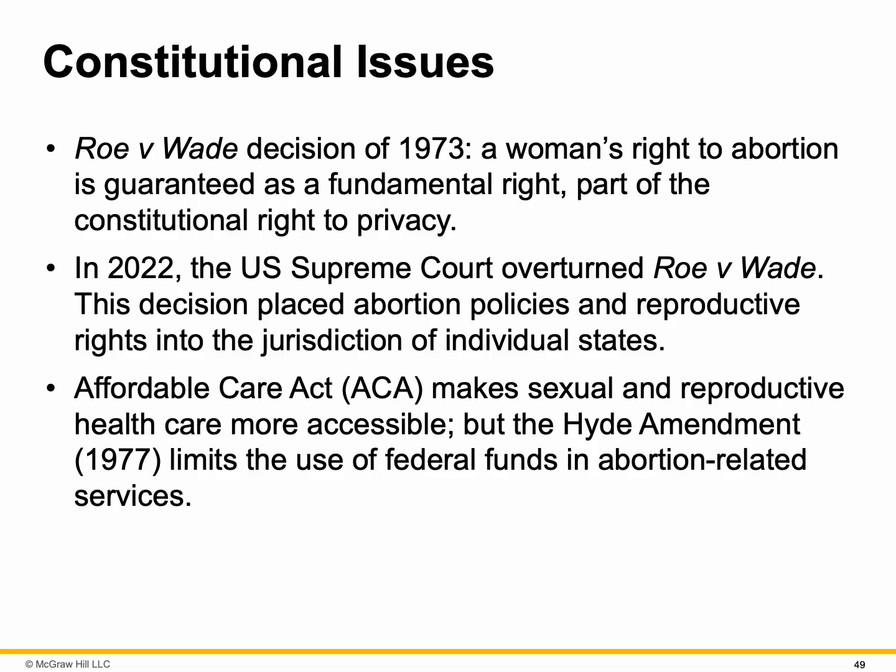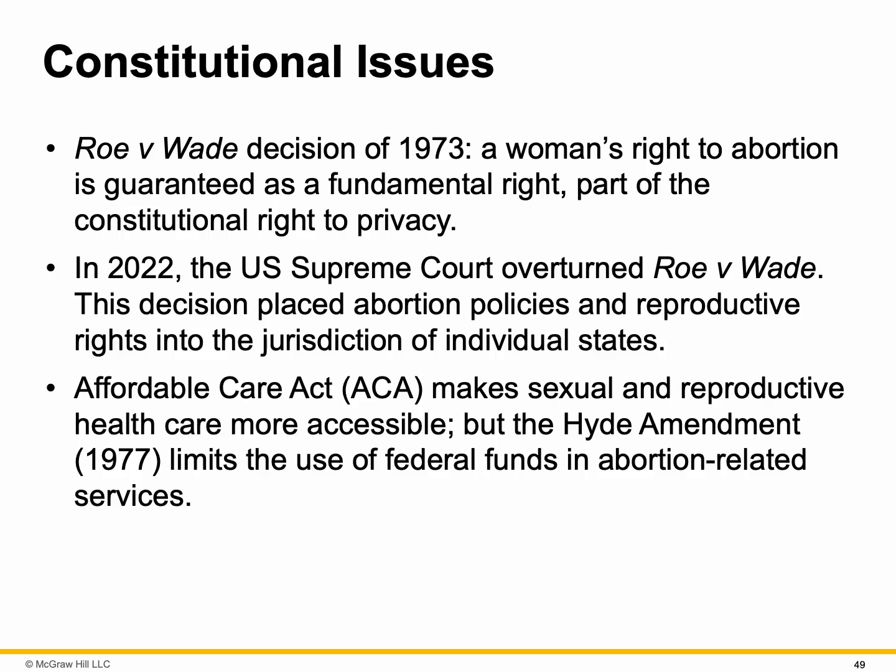Highly relevant to our current situation are constitutional issues related to abortion. So, in the 1973 Roe versus Wade decision, a woman's right to an abortion was guaranteed as a fundamental right that is part of our constitutional right to privacy. However, in 2022, the U.S. Supreme Court overturned Roe versus Wade. This decision placed abortion policies and reproductive rights into the jurisdiction of individual states. So, states like California have strong abortion protections, while states like Texas have made it illegal.